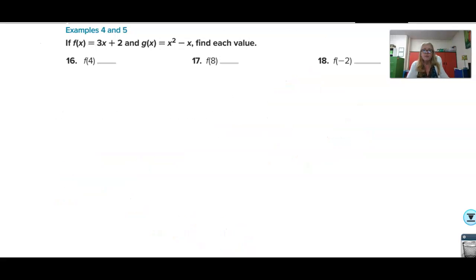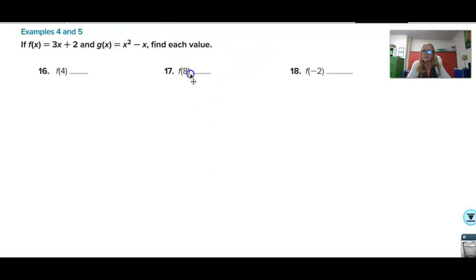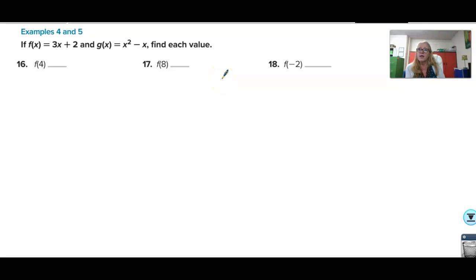Okay. Now we're getting to finding the value of a function. This is where we were substituting values and finding out what the function would be equal to for various values. If f of x is 3x plus 2 and g of x is x squared minus x, find each value. Okay, so here we have f of 4. So we're going to be using the f of x equation, not the g of x. When we get to the g's, we'll use the g of x. So we're just using this 3x plus 2.